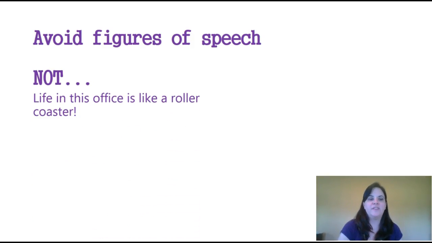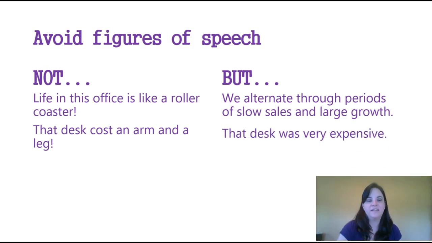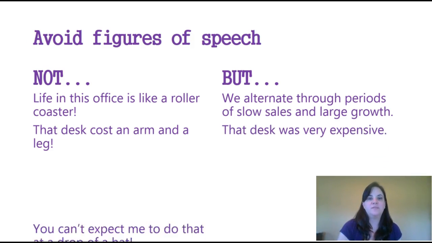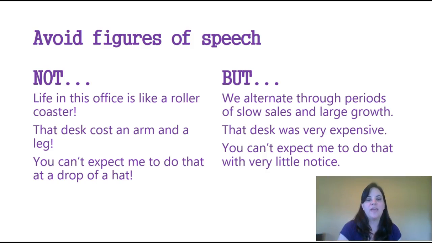Don't say, life in this office is like a roller coaster. Instead, just explain clearly what life is like a roller coaster means. You could say, we alternate through periods of slow sales and large growth. Don't say, that desk cost an arm and a leg. Instead, say, that desk was very expensive. Instead of using a figure of speech by saying, you can't expect me to do that at the drop of a hat, say, you can't expect me to do that with very little notice.